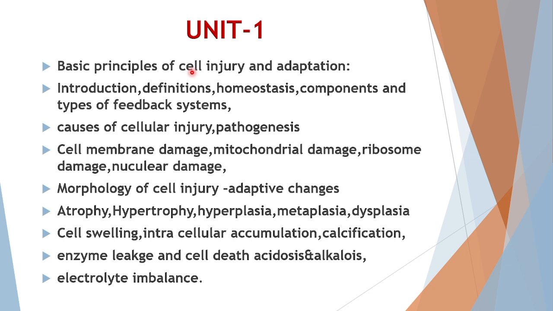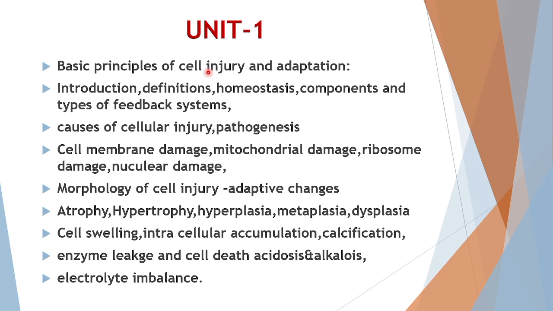Next, the third one is that cells respond to stress. If any mechanical stress is applied onto the cells, they can respond easily. And the fourth one is that inflammation is a reaction to cell injury. Inflammation is also one type of cell injury. And next, hypoxia. Hypoxia can also lead to cell injury. And next, adaptation. Adaptation can also lead to cell injury.